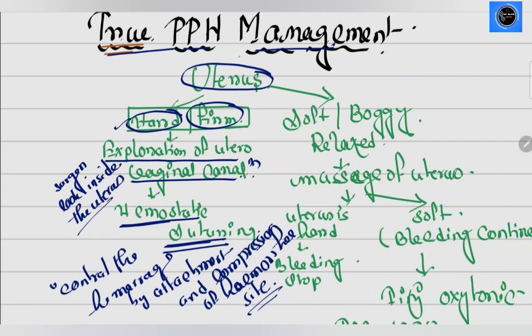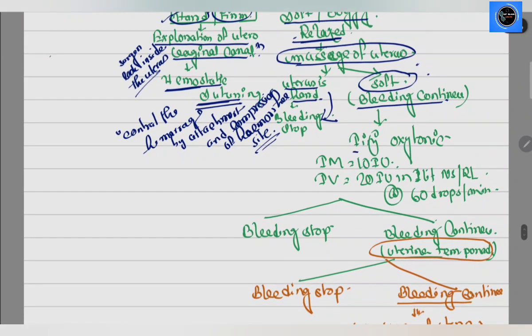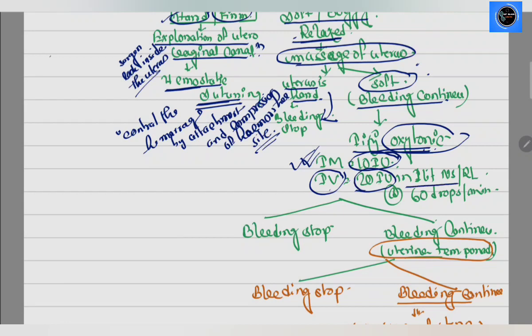But when you feel the uterus is soft, boggy or relaxed, in that condition you will massage the uterus. After massaging the uterus, if you feel the uterus is hard, in that condition bleeding will be stopped. But after massaging the uterus, if you feel uterus remains soft, that means bleeding is continuing. For that case, you will give injection oxytocin, and if you give this oxytocin by intramuscular, you will give 10 international unit. But if you give this oxytocin by IV, you will give 20 international unit in 1 liter NS or RL, and the flow rate is 60 drops per minute.